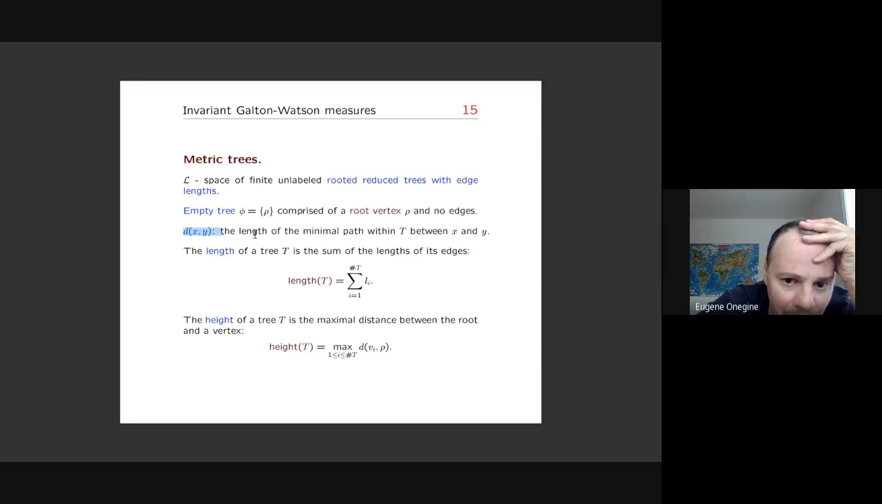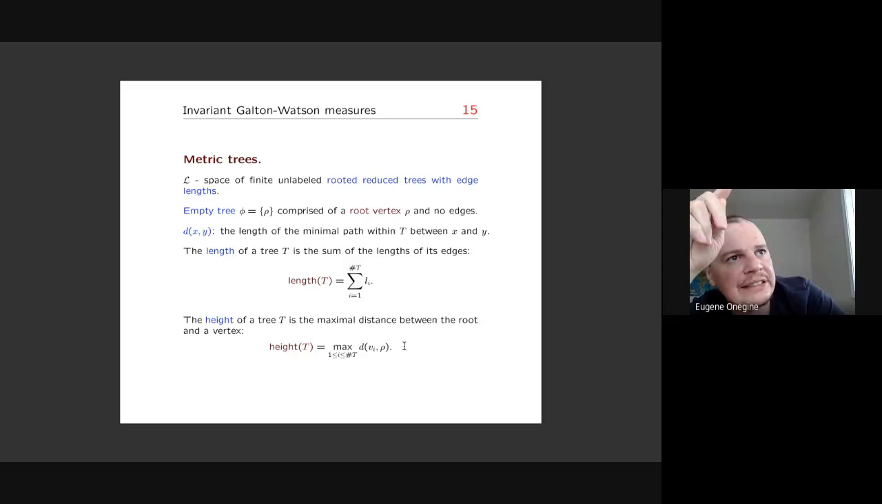So we have the distance, right? Because every tree is equipped with the distance between the points on the tree. Now we have the length function, which is the total length of all of its edges. And we have the height function as another famous function, which is the distance from the root to the furthest leaf vertex away from the root, right? So those functions play an important role.